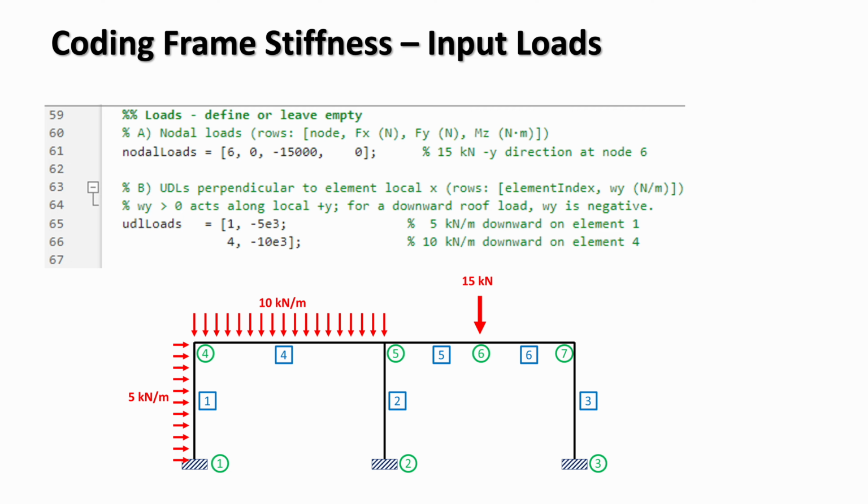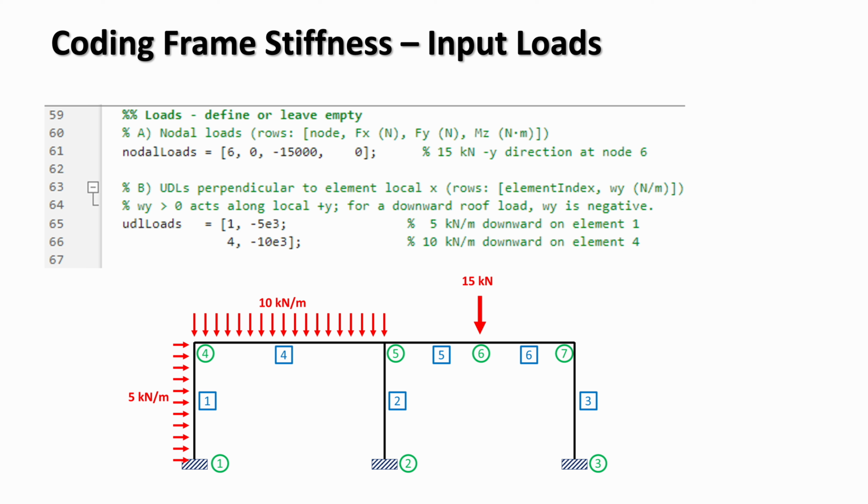The code defines them in the element's local coordinate system, specifically as a load in the local y direction. A positive value means that the load acts in the local plus y direction, and a negative value means that it acts downwards relative to the local axis. So on element 1, we have a 5 kilonewton per meter downward load, and on element 4, we have a 10 kilonewton per meter downward load.